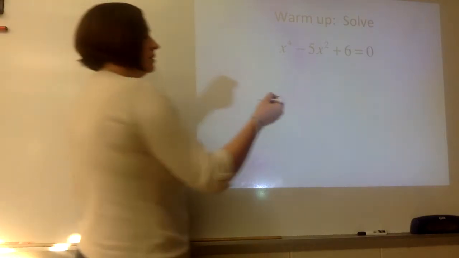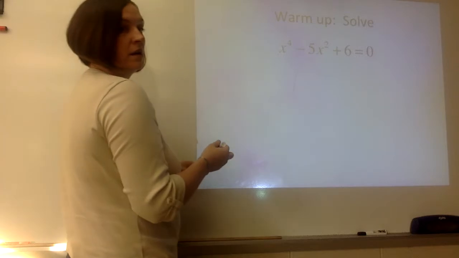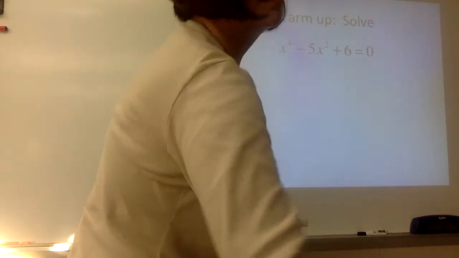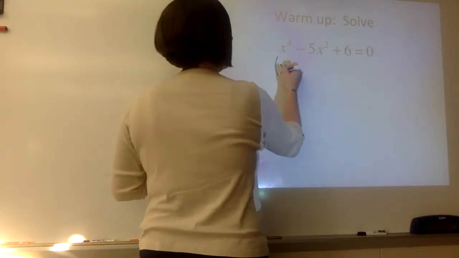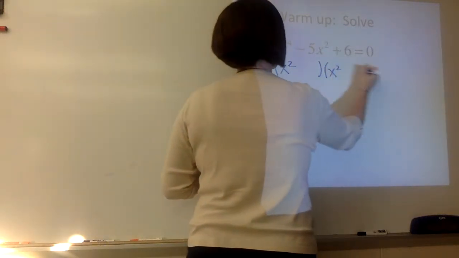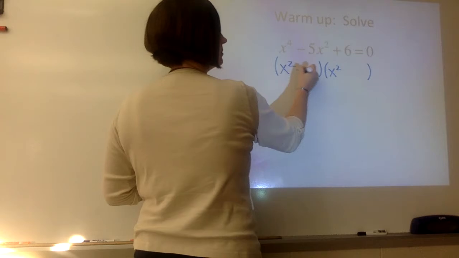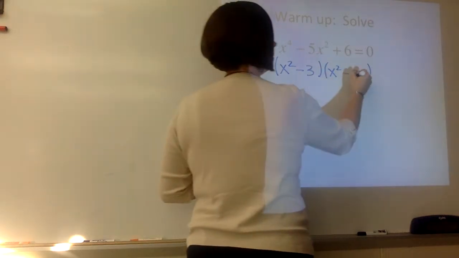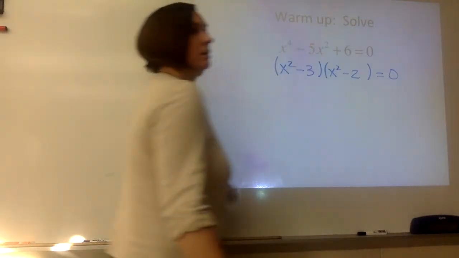Factor into, go ahead, x squared, oops, let's not bring it all up at one time. X squared, minus 2 equals 0. Now what?